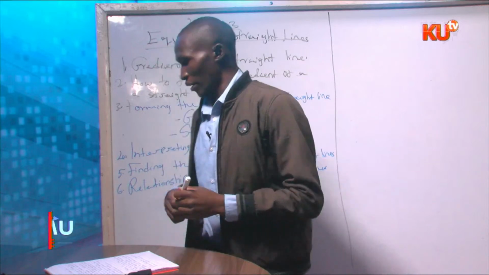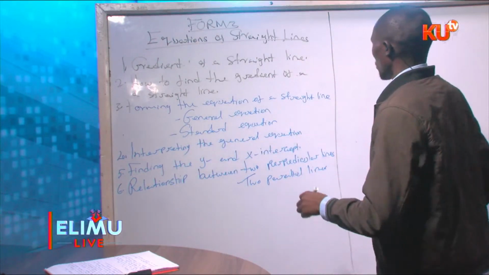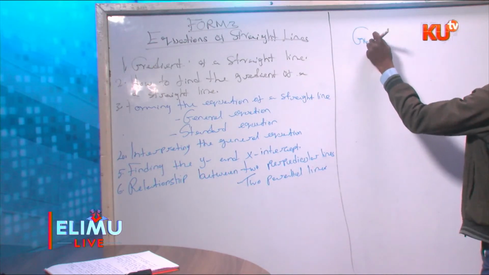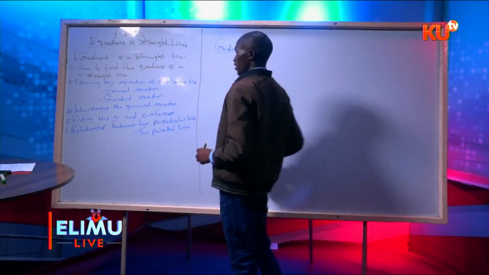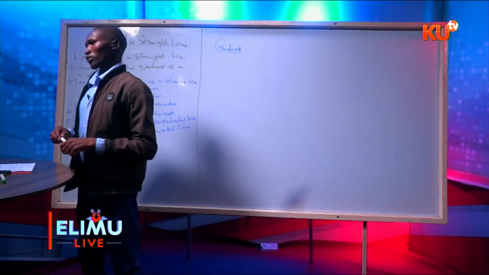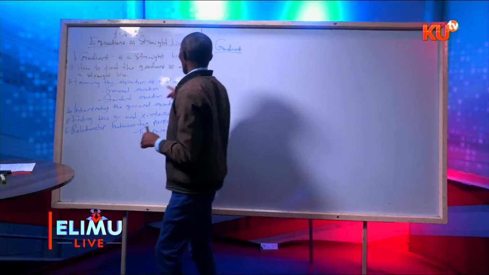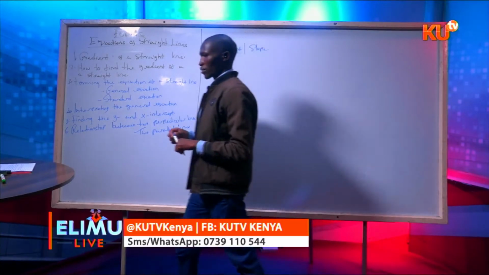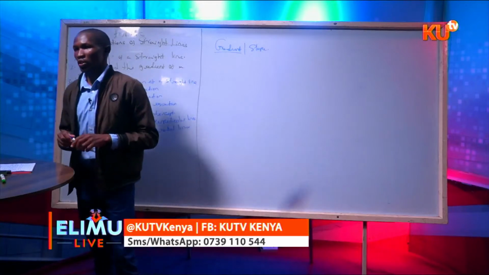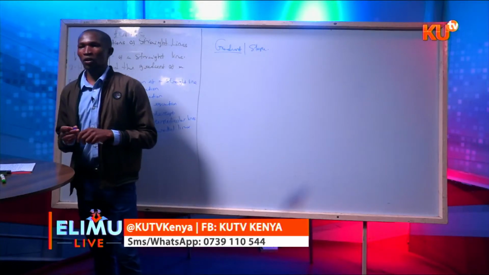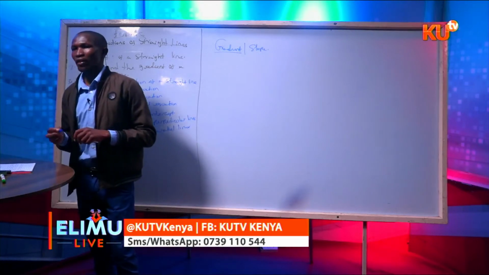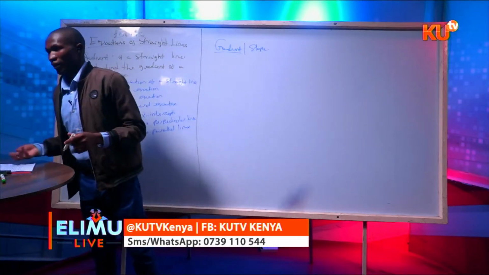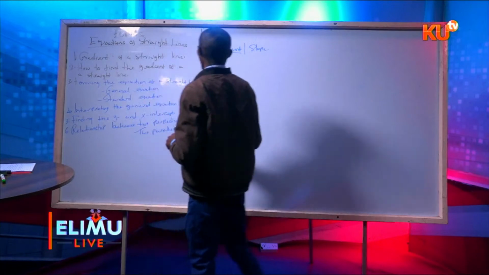So let's get into it. Gradient. Gradient is also a synonym of slope, and we say this is the steepness of a straight line. A straight line is a line that doesn't have a curve in it. So let's think of it: how do we find the gradient? Let's have a sketch.